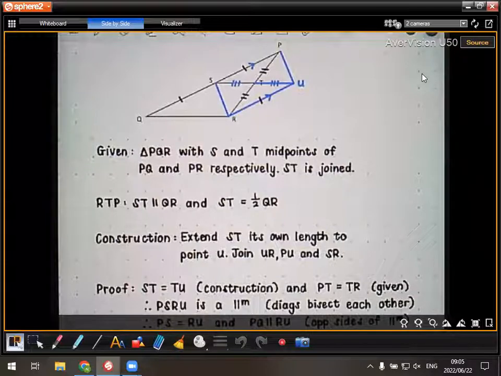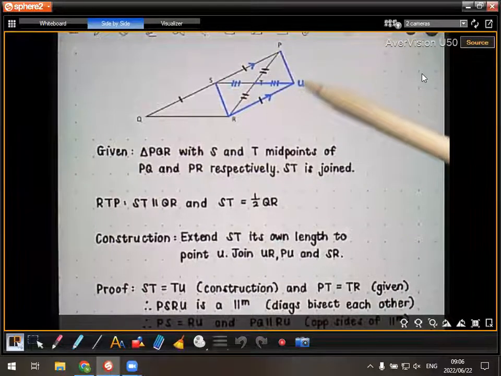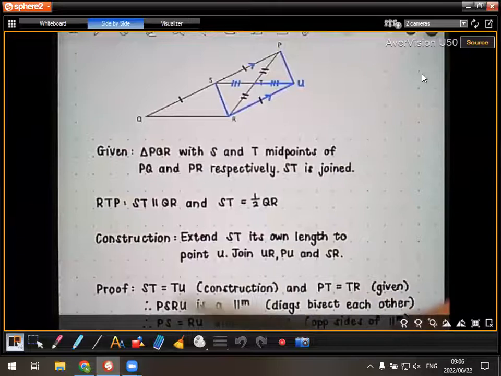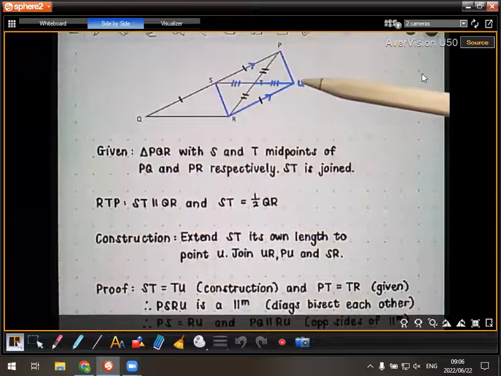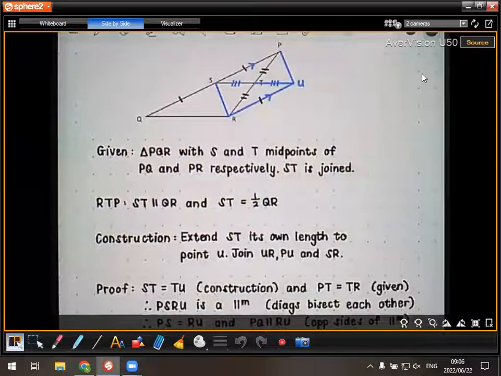Now for the construction, you had to construct that parallelogram to the side. I just wrote there, extend ST its own length to point U. I made that point U because I was just going with the alphabet, but you might have used a different letter, that's fine. Then your proof would just look a little bit different. Obviously, you didn't use U. Then you need to draw in that parallelogram, so you are drawing in PU, RU, and SR. So you're extending it to point U and then drawing it to the other sides.